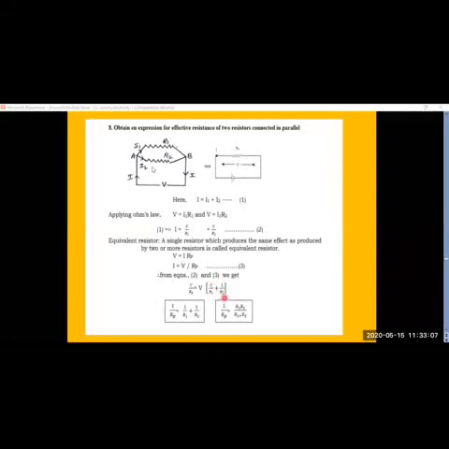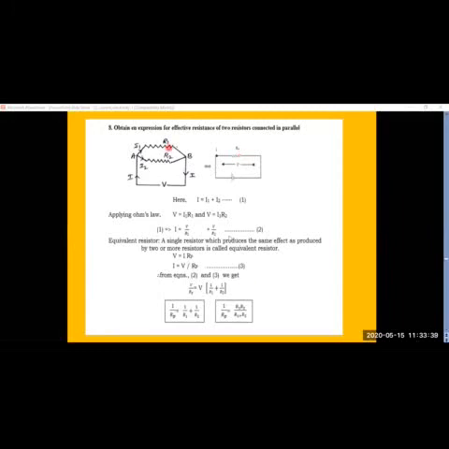Now this combination should be replaced by another single resistor, which is called an equivalent resistor. A single resistor produces the same effect as produced by two or more resistors. So we call it an equivalent resistor. When you apply Ohm's law again, V is equal to I multiplied by Rp. You can call this equation 3.